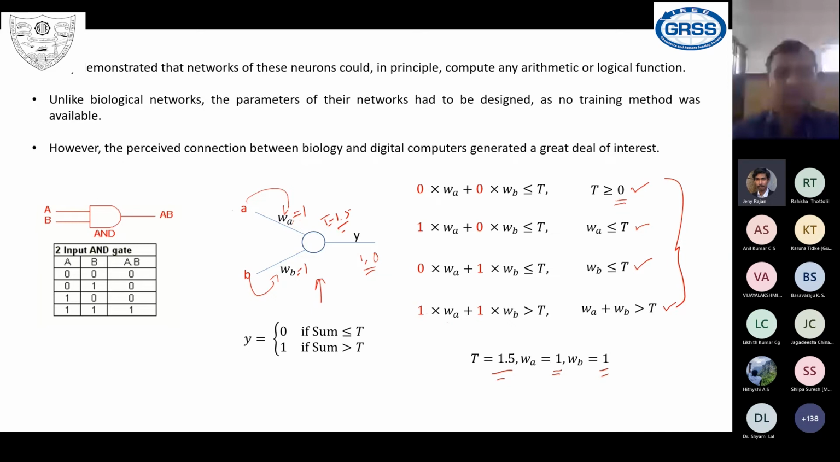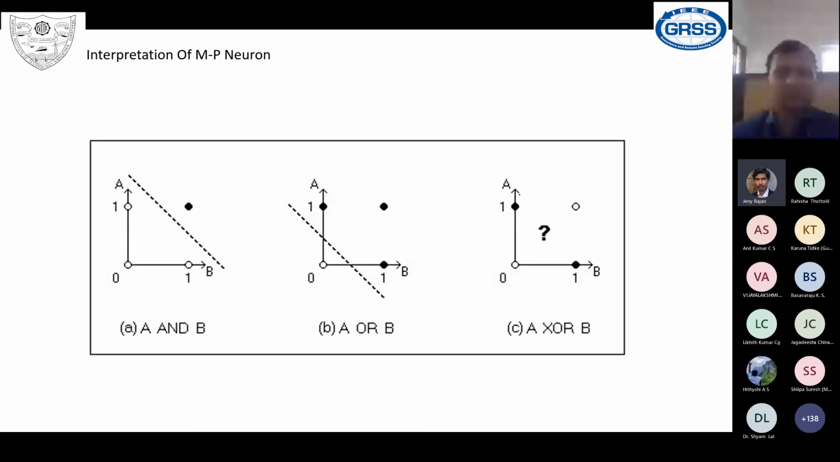Another drawback is this model will work only when the data is linearly separable. If the data is not linearly separable, then the model will not converge. You can see an example here. If you take an AND gate, this is a geometric representation of the working of the MB neuron. In the case of an AND gate, these are the outputs. When both inputs are 0, the output is 0, right? When B is 1 and A is 0, again it is 0.